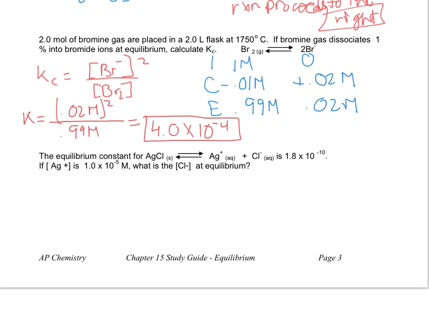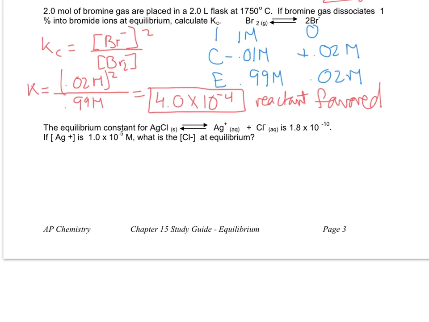Okay, so in this case, this was K. So at equilibrium, the product to reactant ratio is 4.0 times 10 to the negative 4th. That's a small number. It's less than 1, so that means it's reactant favored. That means there's more reactants at equilibrium than there are products. All right, let's try one more.